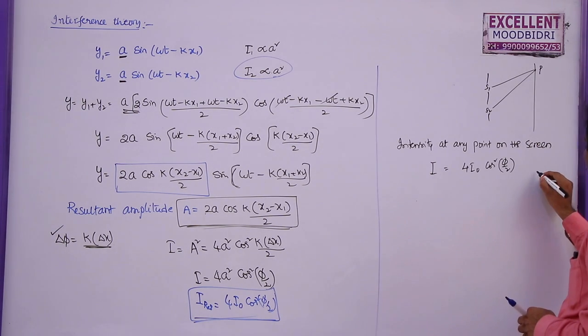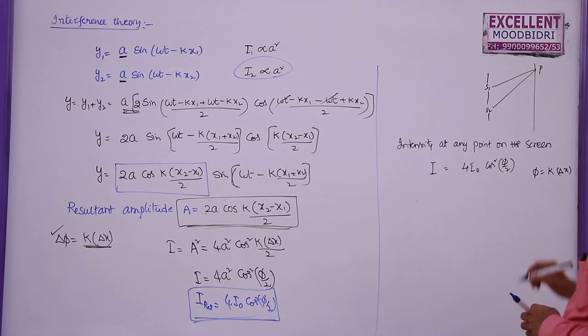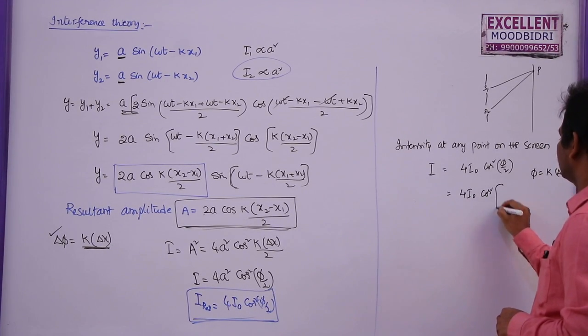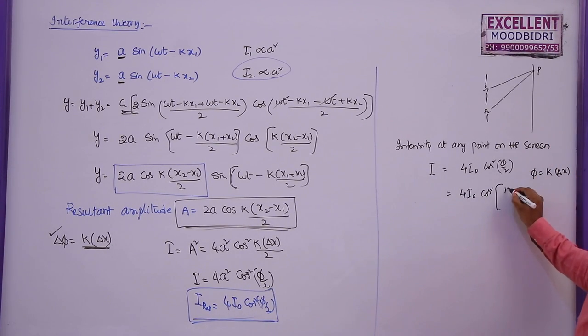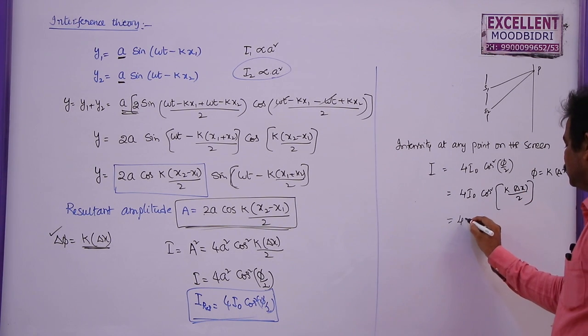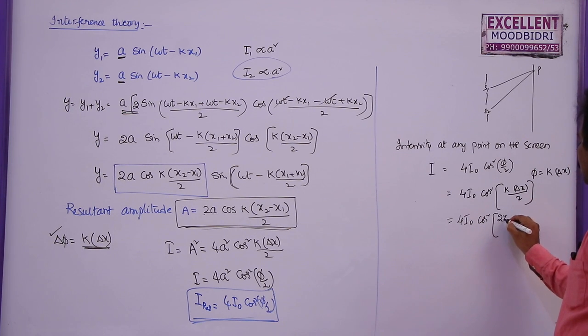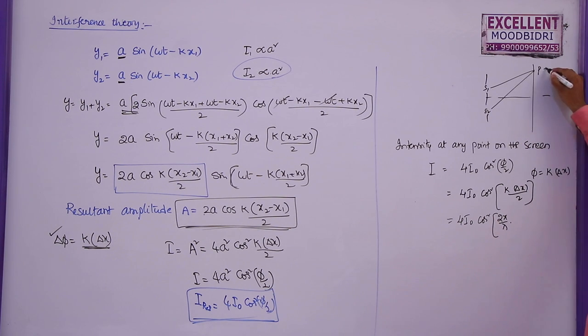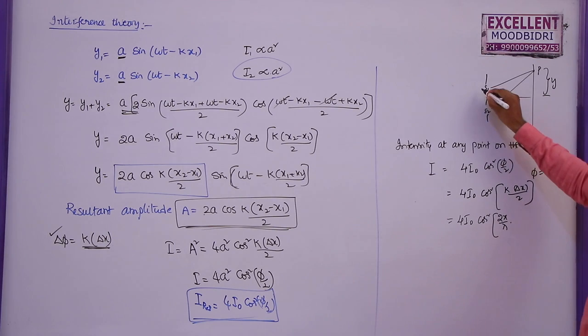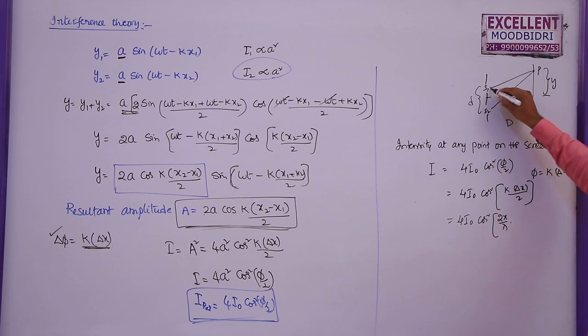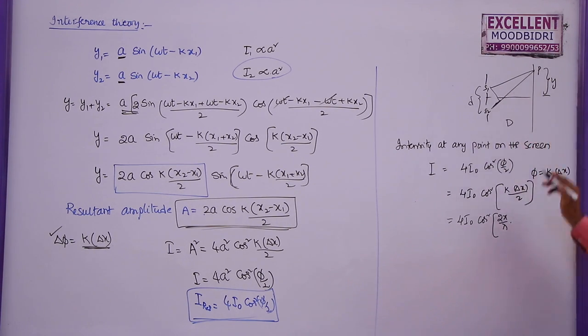Now we know that phi is equal to k delta x, so the intensity is 4 I naught cos square(k delta x/2). This can be written as 4 I naught cos square, where k is equal to 2 pi by lambda. Delta x is the path difference here. If this is y, this is capital D and this is small d, delta x is given by y d by capital D.